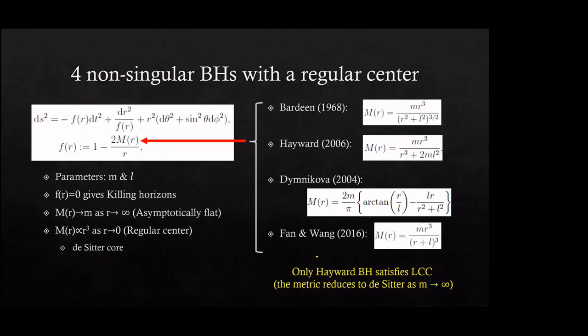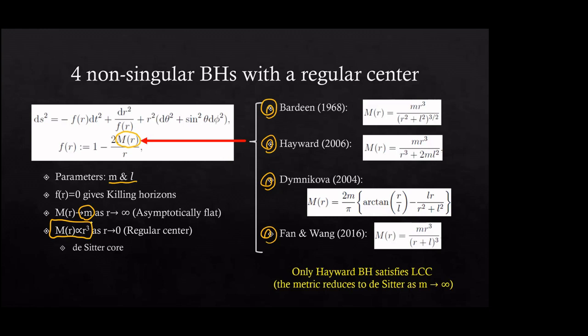Then we consider 4 different models of non-singular black holes with different mass functions. The first one is Bardeen, the second is Hayward, the third is Dymnikova, and the last one is Fan and Wang. So we consider these 4 different mass functions in the metric function. And this is a 2-parameter family of solutions. And this M is the ADM mass, as the space-time is asymptotically flat. And the mass function behaves like this around the regular center. The space-time is de Sitter around there.